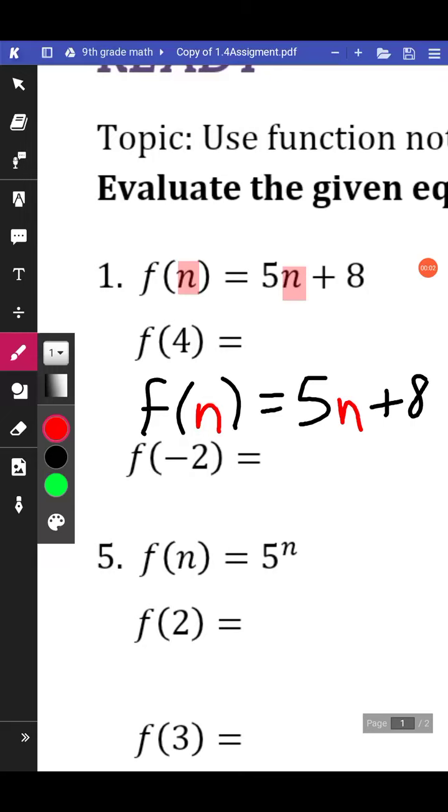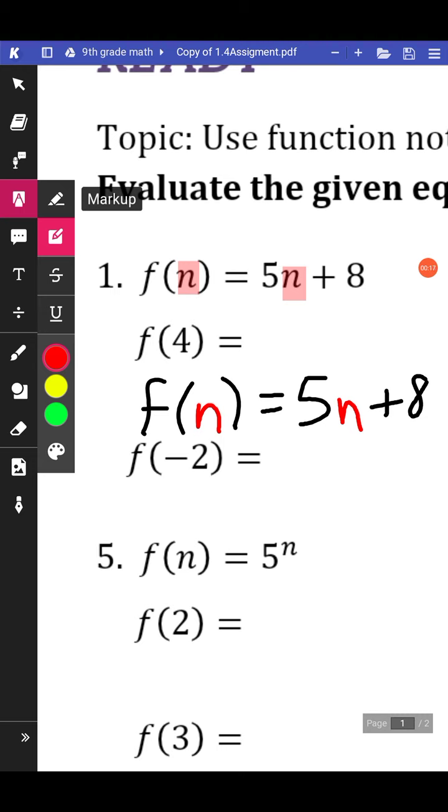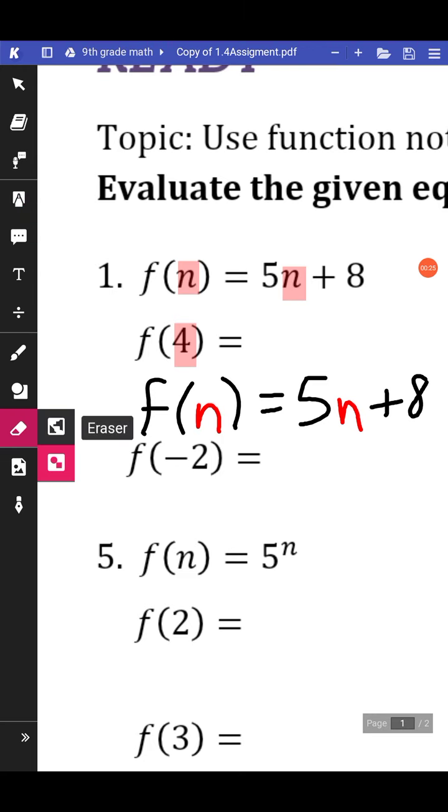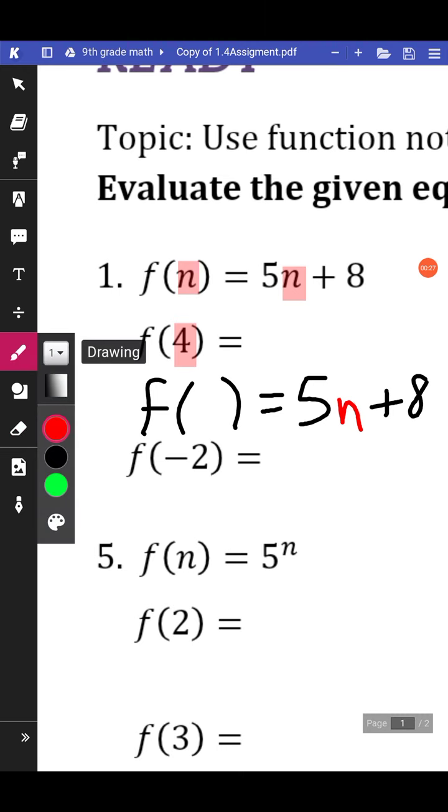This is the ready part of 1.4, and we're looking at the function f of n equals 5n plus 8. That f is just a name for the function. n is the variable. So if we look down below that first part, we can see this 4. And we can see how they replaced n with 4.